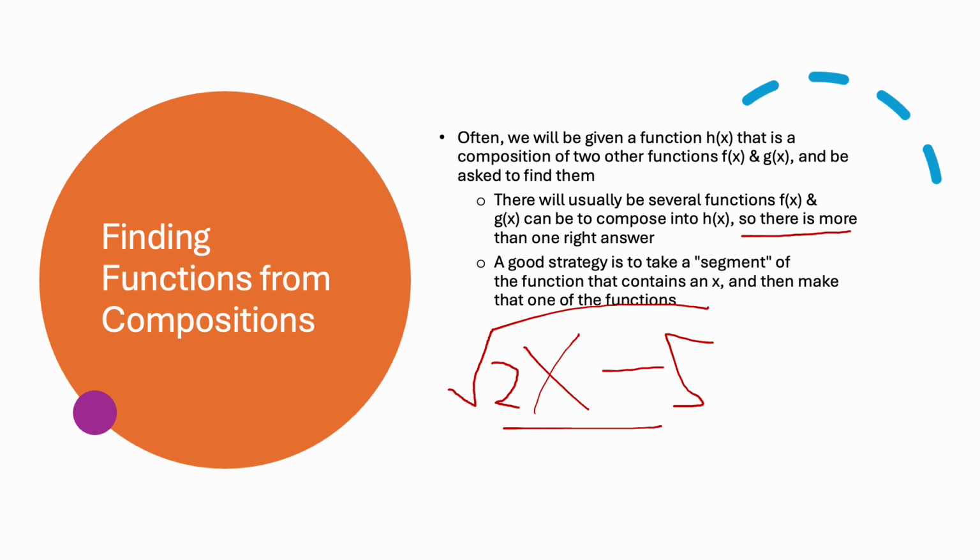But when we're trying to find an example of one, a good strategy is to take a segment of one of the functions that contains an x and then make that one of the functions. So for example, if we have 2x as our segment, then one of our functions is going to be 2x, and then the other function is going to be x minus 5, or the square root of x minus 5.